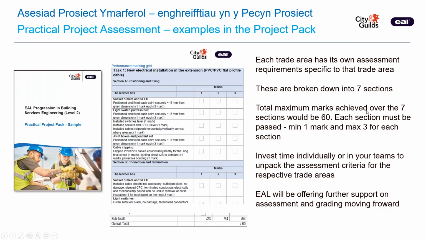So each trade area has its own assessment requirements specific to the trade area. These are broken down into 7 sections. Total maximum marks achieved over the 7 sections would be 60. Each section must be passed, one minimum of 1 mark and a maximum of 3 for each section. So invest time individually or in your teams to unpack the assessment criteria for the respective trade areas. EAL will be offering further support on assessment and grading moving forwards.